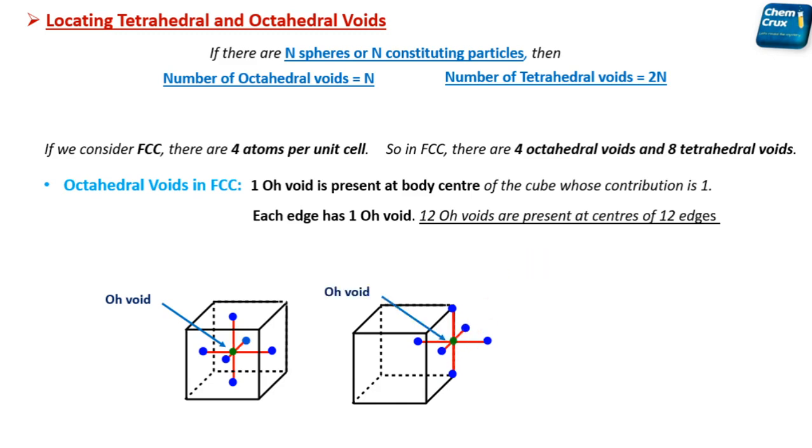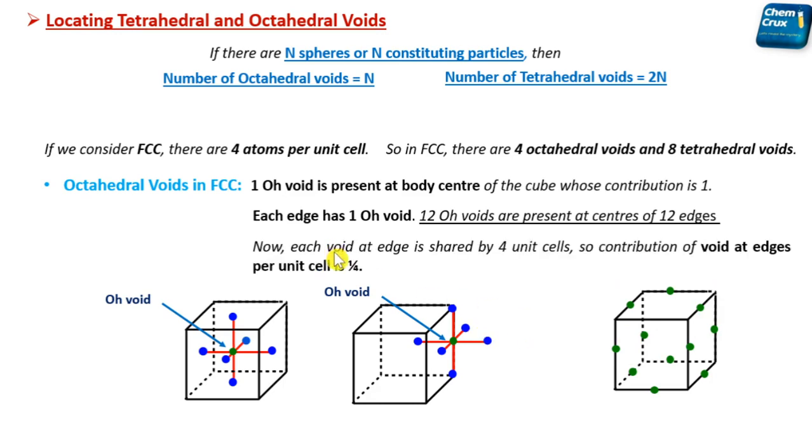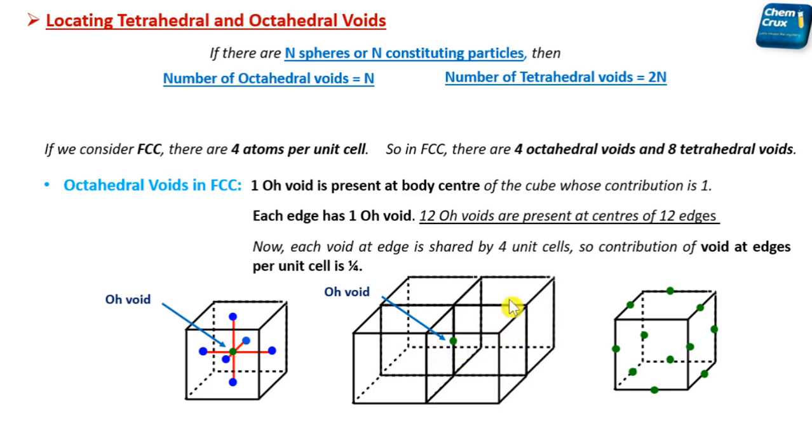Now we know there are 12 edges in a unit cell. So in all the edges there will be one octahedral void at the center, like this. So there will be 12 octahedral voids at the centers of 12 edges, right? Now each void at an edge is shared by 4 unit cells. So you can see this void at the edge is shared by these 4 unit cells. So we can say the contribution of a void at an edge per unit cell is 1/4.